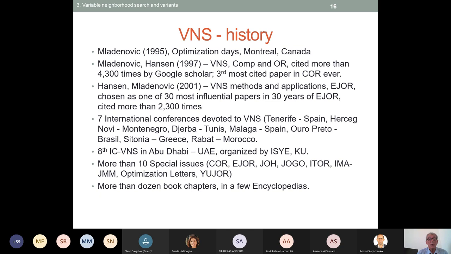We are going to participate in one, something more than 1 hour. We also had several special issues of top journals after the conferences: Computers and OR, European Journal of OR, Journal of Heuristics, Journal of Global Optimization, International Transactions in OR, IMA Journal of Management Mathematics, Optimization Letters, Yugoslav Journal of OR, and so on. There are more than 10 special issues devoted to the conferences. This is the 8th one. There are also several chapters in encyclopedias.